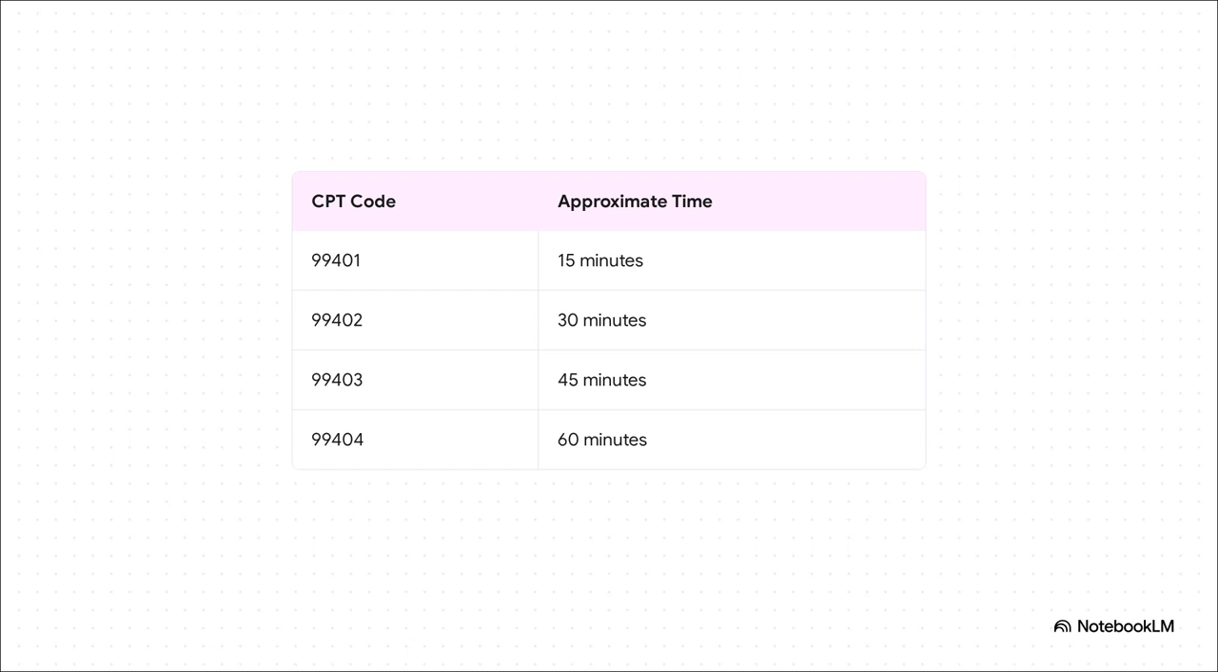For individual counseling of asymptomatic patients, these codes are strictly time-based. They escalate in 15-minute increments, starting at 99401 for 15 minutes, all the way up to 99404 for a full 60 minutes. But here's a critical warning. If any other evaluation and management services are reported on the exact same day, you cannot double count this time to inflate the other code's level. This time is strictly walled off.